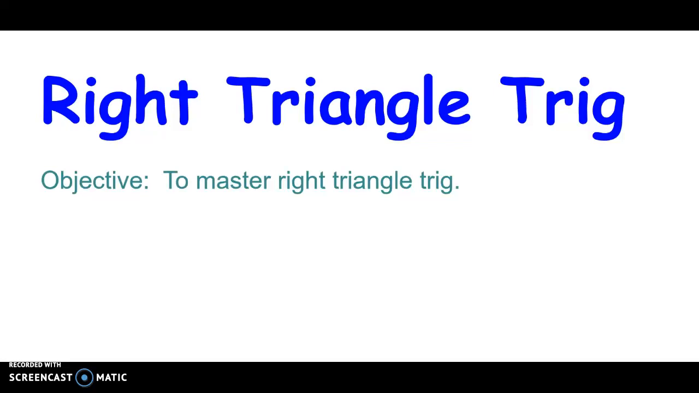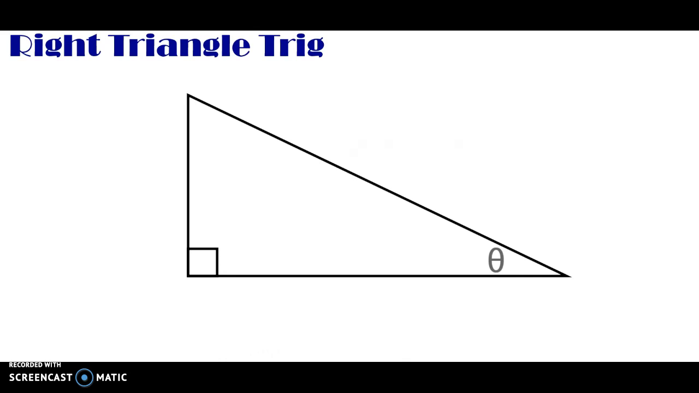All right, let's talk about right triangle trig. Let's say we have this right triangle. We have some angle theta. Hopefully we know by now how to label our sides.